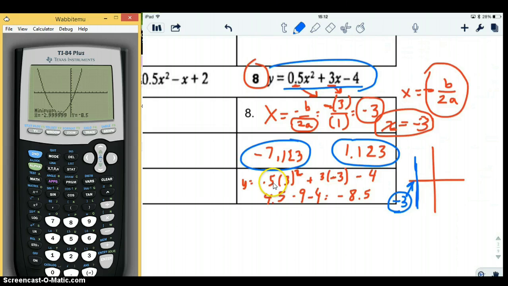And so if we multiply this out, 3 squared is 9, times 0.5 is 4.5. 3 times -3 is -9, and -4 continues to be -4. The result is -8.5. What do you know? That's what the calculator gave us too. Okay, so the calculator can always give this to you, or you can do algebra if you want to.